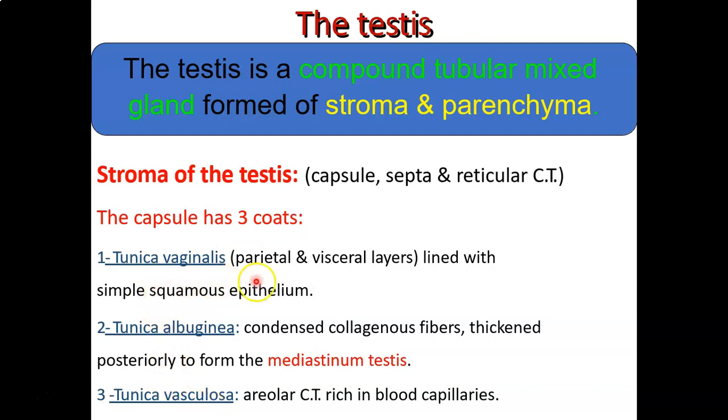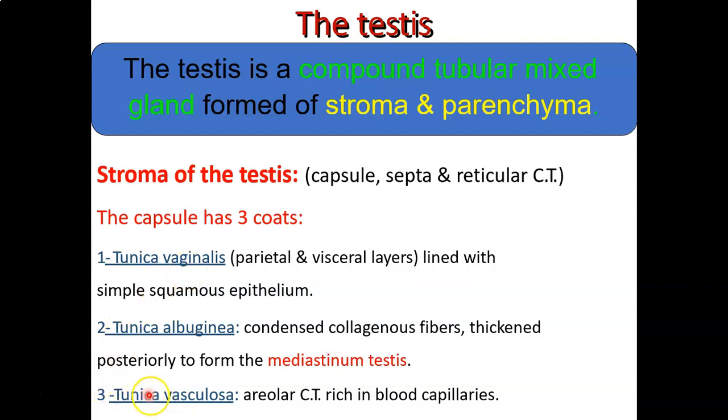Tunica vaginalis has parietal and visceral layers, lined with simple squamous epithelium. This is tunica vaginalis, similar to the serosa, similar to the pleura, similar to the peritoneum. So it is simple squamous epithelium. Don't forget, tunica albuginea is a connective tissue. Which type of connective tissue? Dense collagenous tissue, thickened posteriorly to form the mediastinum testis. So this is connective tissue, and this is epithelium.